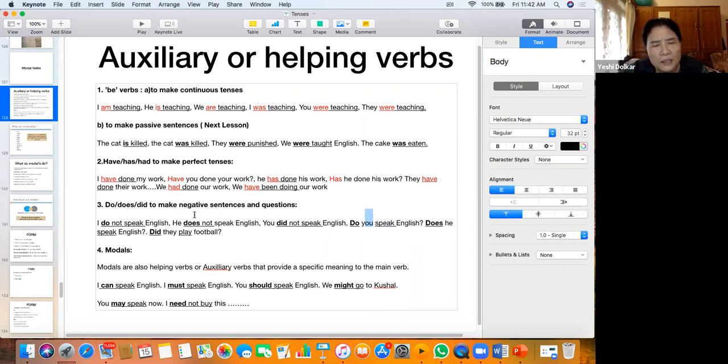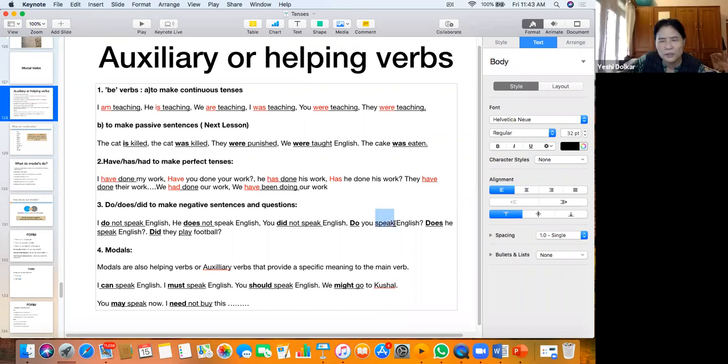These words, do, does, did, are also helping verbs, and they help in making negative sentences and questions. They're called helping verbs because they help the verb. The verb over here is speak. For the negative, you put do not. He does not, present tense, not past tense. For past tenses, you put did. And it can be any person: I did, you did, we did, someone did. And in questions also. So these three helping verbs help to make questions.